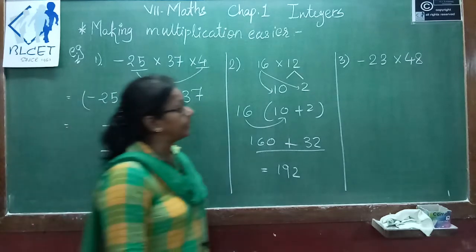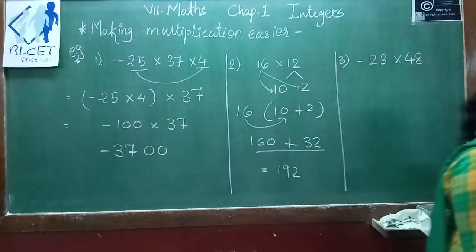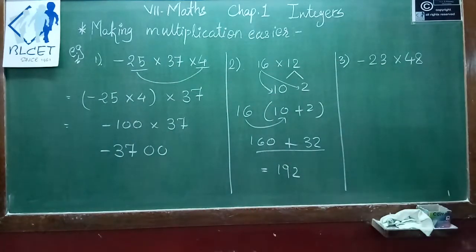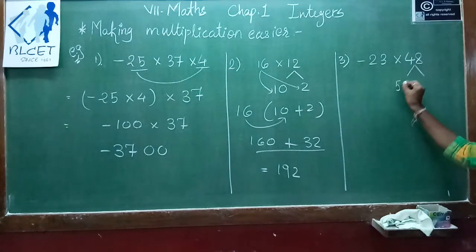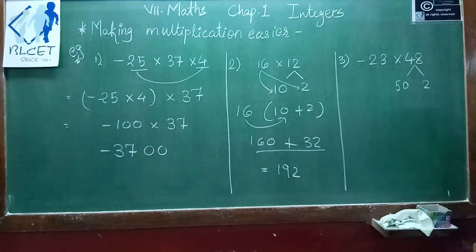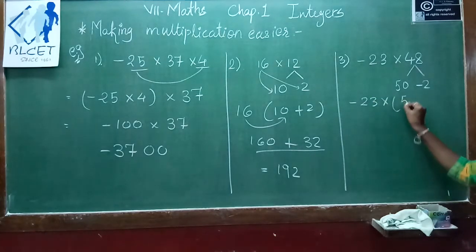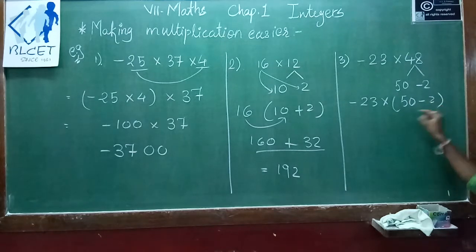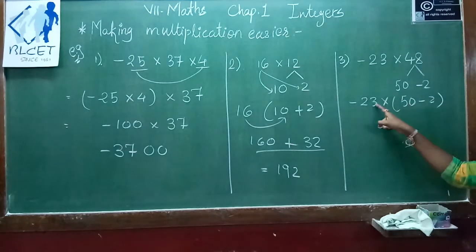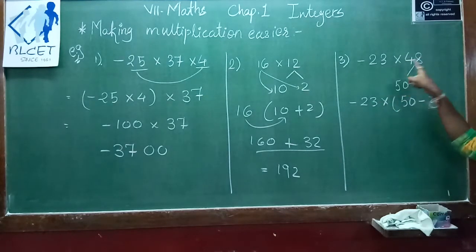Next we have minus 23 into 48. So how will you do this? So what we can do? This we can divide into 50 minus 2, which will give you 48. So minus 23 into (50 minus 2). Because it is very easy to multiply 23 with 5 rather than 23 with 48.